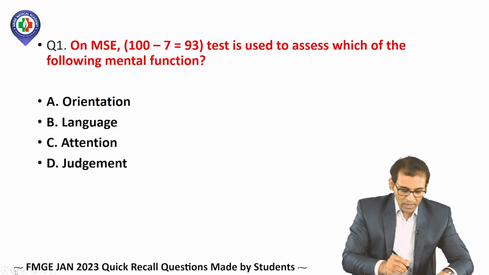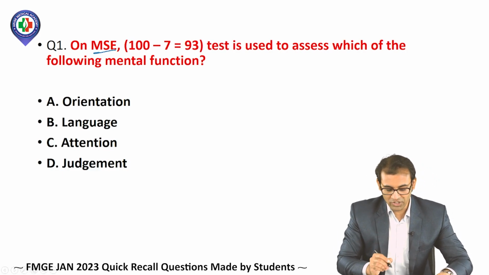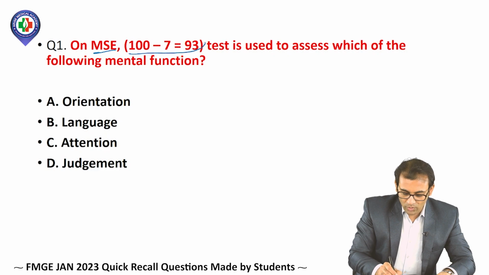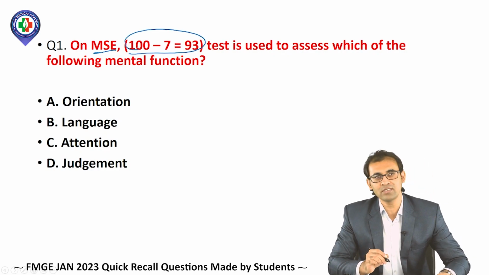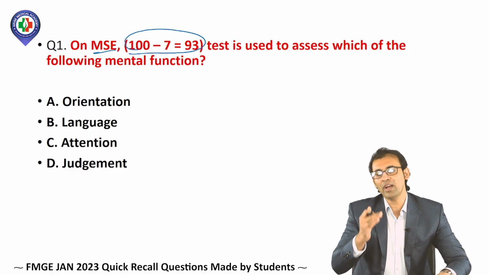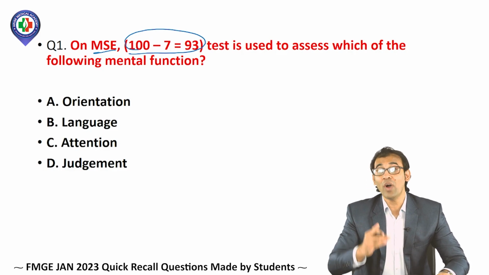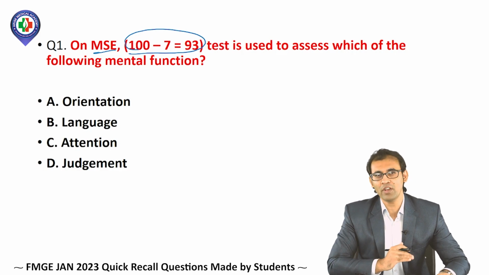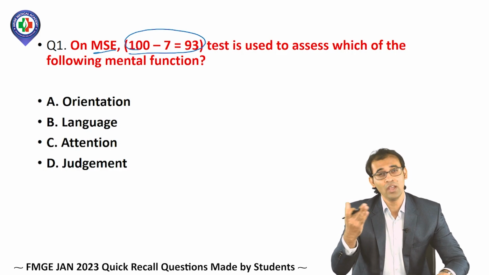First question on mental status examination. 100 minus 7 equal to 93 test is used to assess which of the following mental functions. Let's recall what I have taught you when I was teaching you how to assess higher mental functions like attention, concentration, judgment power, abstract thinking.